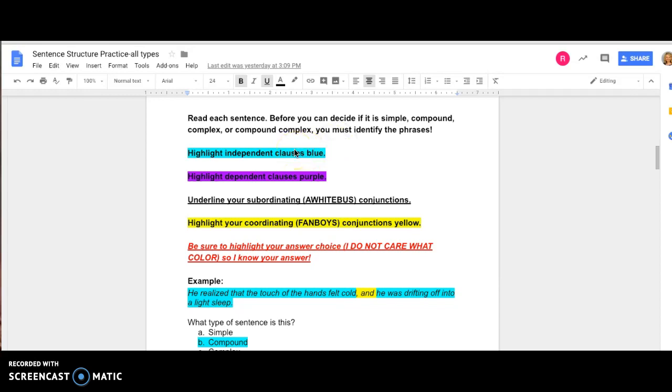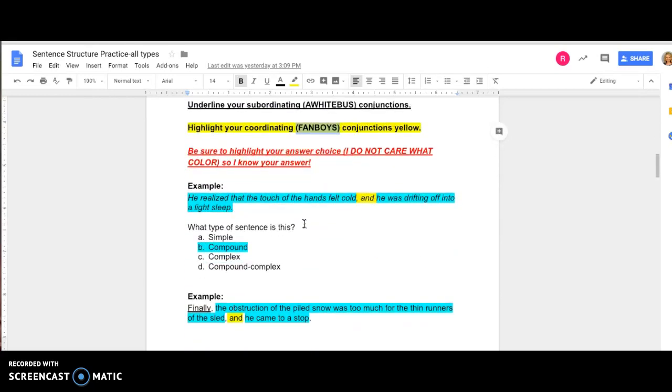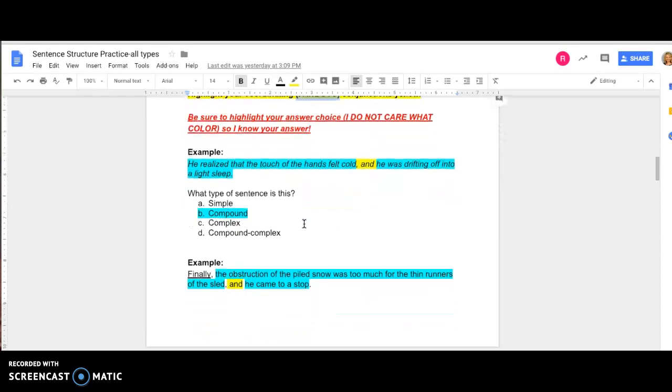So your instructions tell you to highlight the independent clauses blue, dependent clauses purple, underline your subordinating conjunctions, which are your white buses. Remember the little trick we talked about, sub, and then spelled backwards, it's bus, okay? Highlight your coordinating conjunctions yellow. Those are your fanboys. Remember with your fanboys, there's always going to be a comma before it. If there is no comma before it, then it is not going to be a compound sentence or a compound complex sentence. Then I want you to highlight your answer choice. I don't care what color, it's up to you as long as I know what your answer choice is.